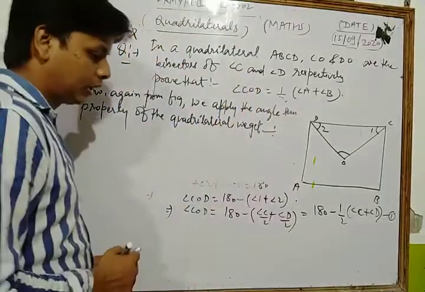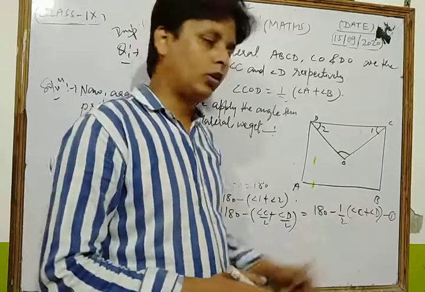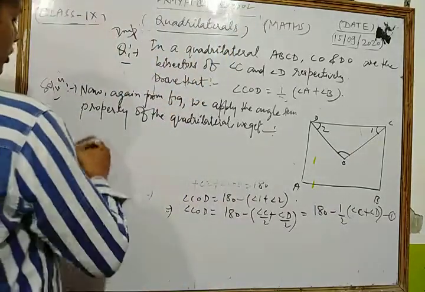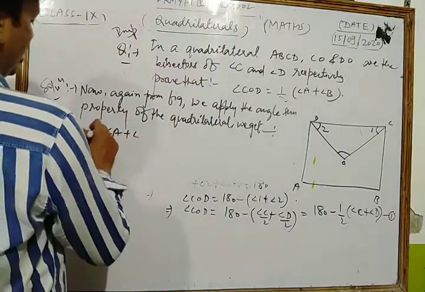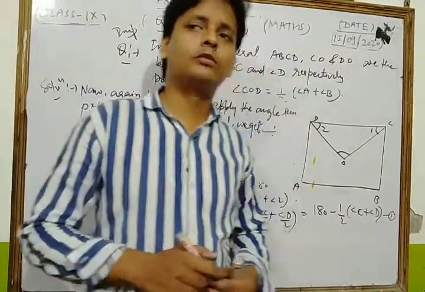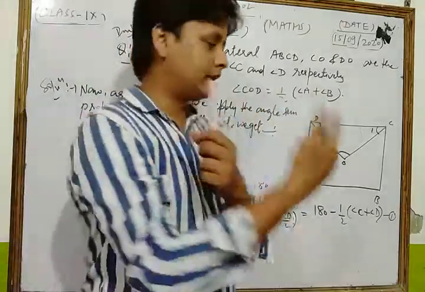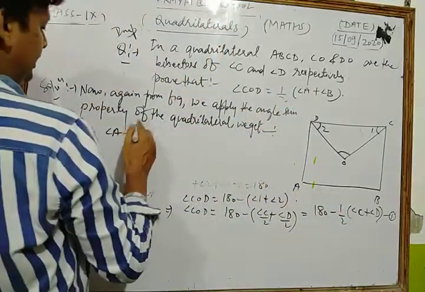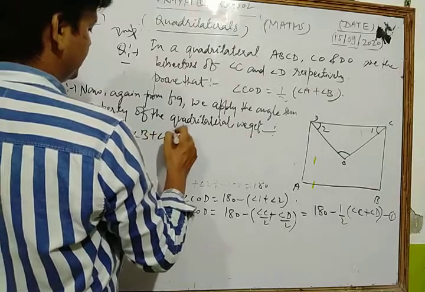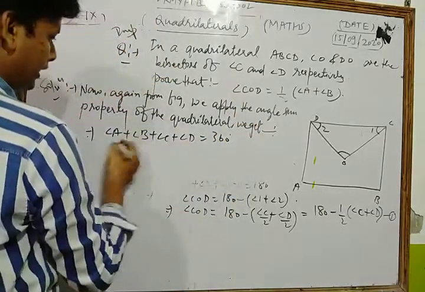We get. Okay, now let's see. Once again we apply the angle sum property of the quadrilateral ABCD. We know that the sum of all angles of the quadrilateral is 360. So here we apply that property: angle A plus angle B plus angle C plus angle D is equal to 360. Now here we find the value of angle C and angle D.